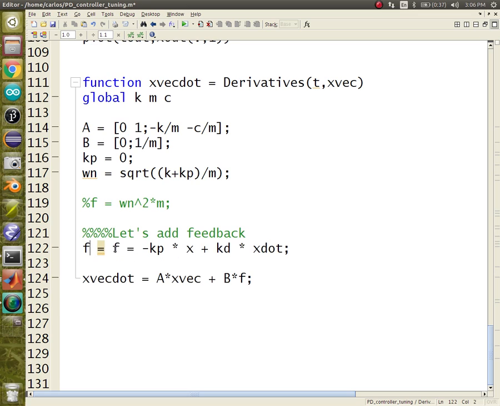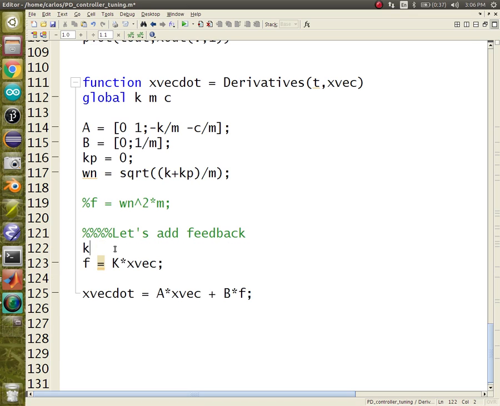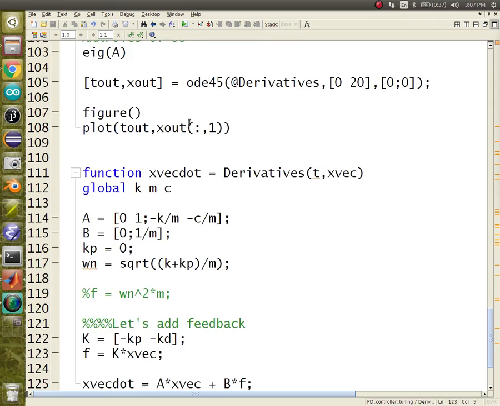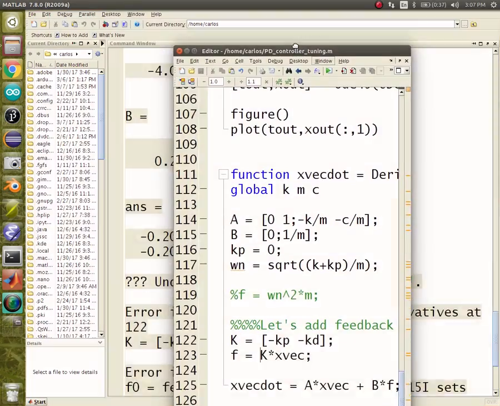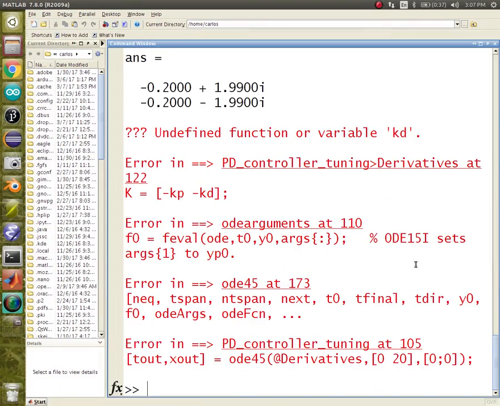And you know what? Let's do this the fancy way. So I'm actually going to do k times x vec like this, and k is negative kp, negative kd, right? If you multiply that out, you get what you want. And I might need to throw in an m in here if I need to, but we'll see. So let's see what happens. It looks like it might not have liked it. Why does it always do that? It's freaking me out.